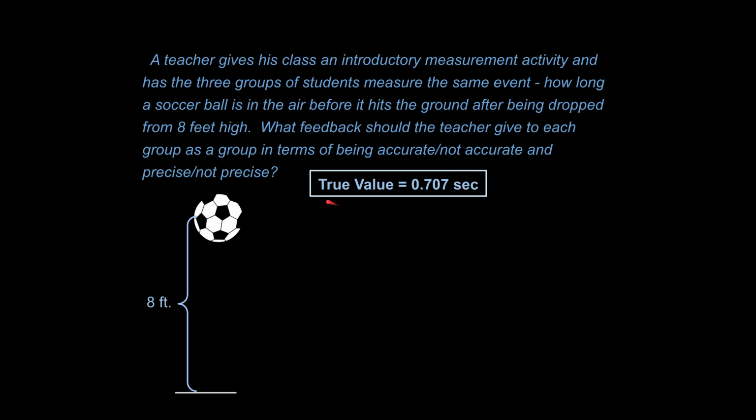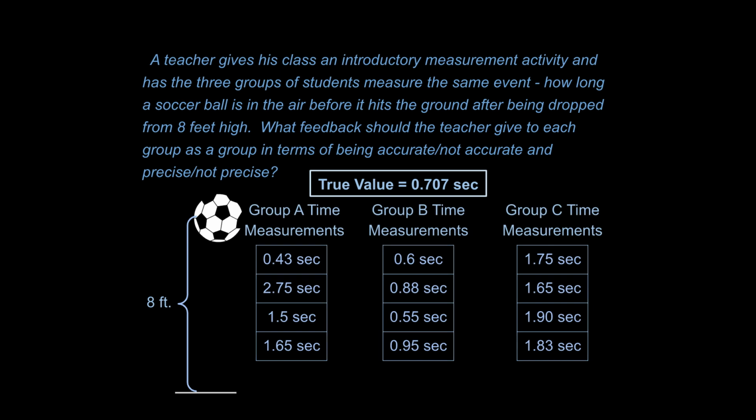Alright, so the true value of how long it'll take this ball to hit the ground would be 0.707 seconds. It turns out that this is hard to do. It's hard to get accurate time if you're just holding on to a timer or using a cell phone as a timer. So let's say there are 3 groups that we're looking at. Each group has 4 people in a group, and these are their data as we look at them. So I want you to start thinking yourself, Group A, compare with Group B, and compare with Group C. And I want you to start thinking in terms of accuracy and precision.